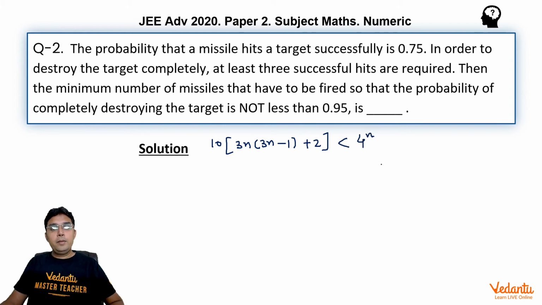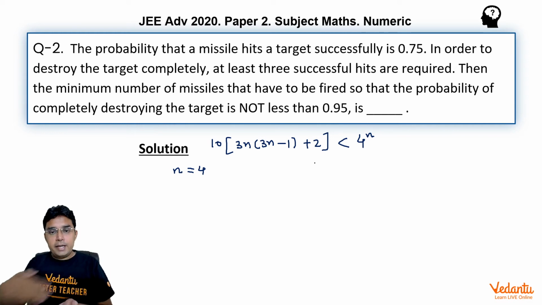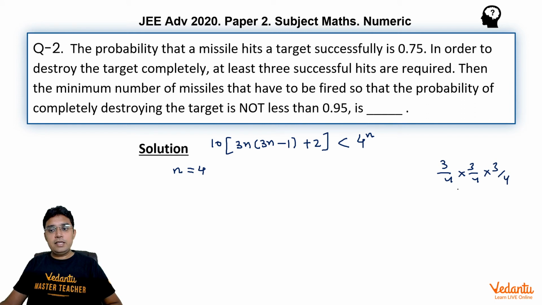Now we will be putting the values of n one by one, but our first guess should be n is equal to 4, because if we put n is equal to 3, that means all attempts should hit the target, and for that the probability will be 3 upon 4 into 3 upon 4 into 3 upon 4, and we can very easily see it is not possible to have probability greater than 0.95. So 3 is out of question. So let us start with n is equal to 4.